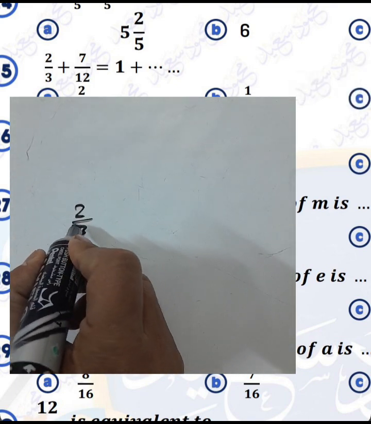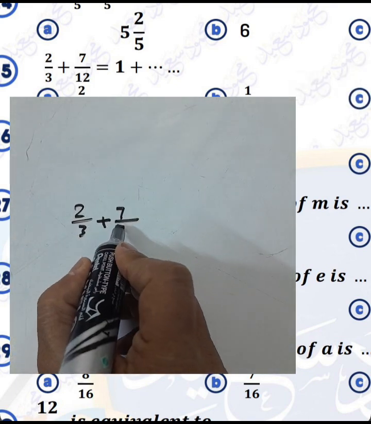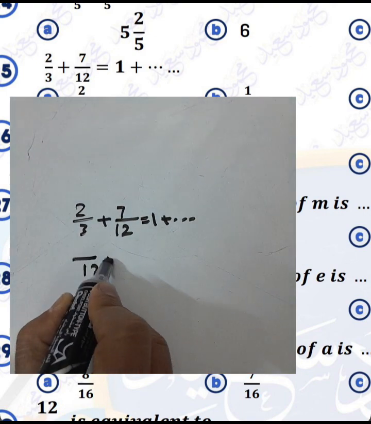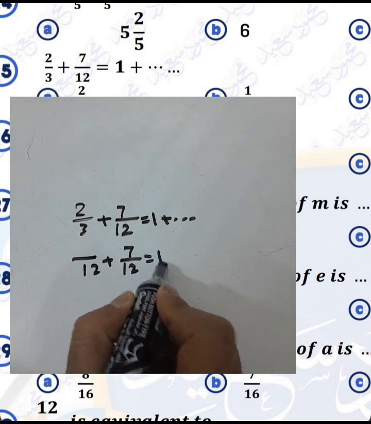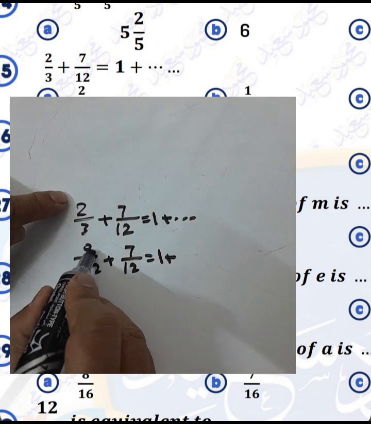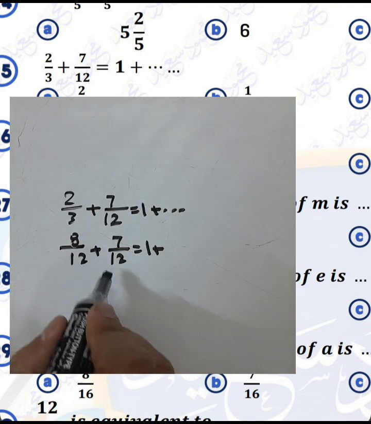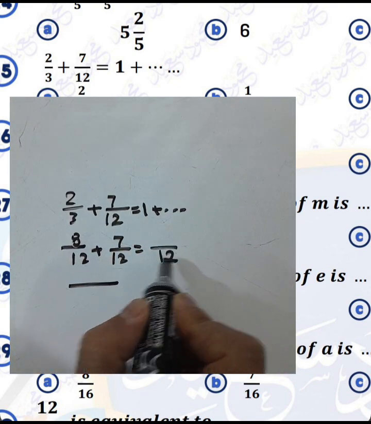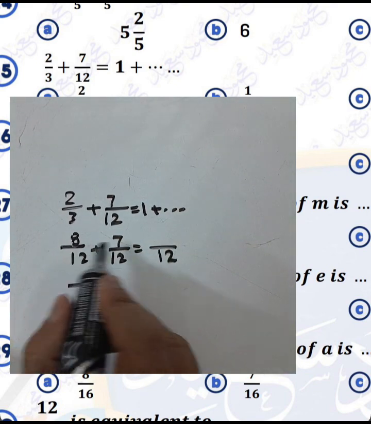Next example. 2 over 3 plus 7 over 12 equals what. We can write 12 in the denominator here, and 3 times 4 equals 12. 2 times 4 equals 8. And then we can add this example. Write 12 in the denominator. 7 plus 8 equals 15.